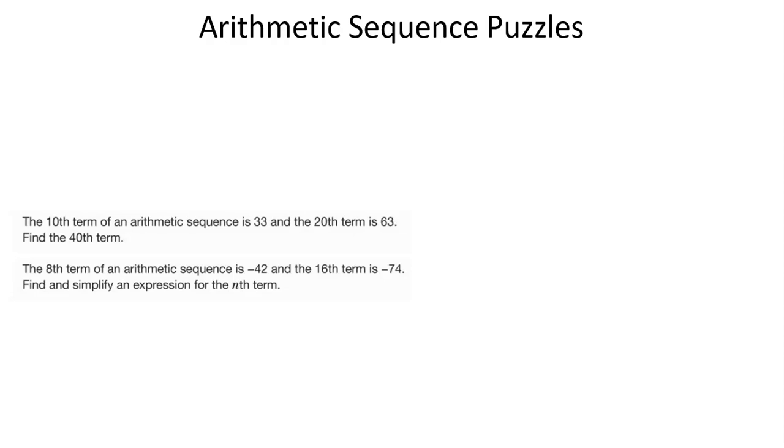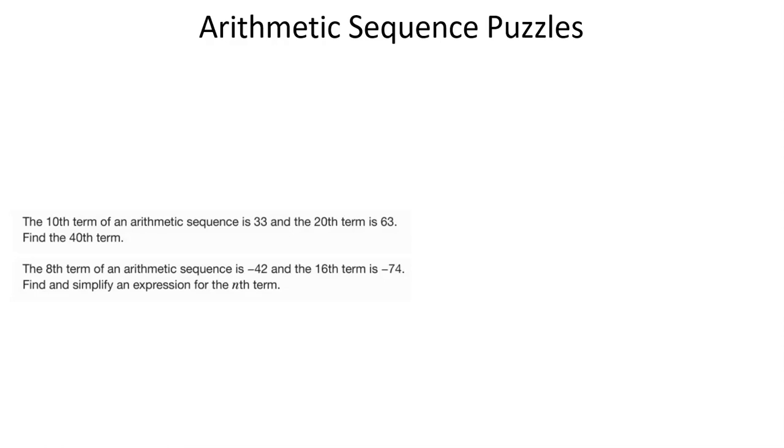Hello, and I called this arithmetic sequence puzzles, but I couldn't really think of a better title. They're not puzzles really, but there's not a set thing to do. Like for the nth term rule, you look at a sequence and you just follow the rules and you do it. Whereas these will always give you different values and you have to puzzle it out. So that's why I went for the title puzzles.